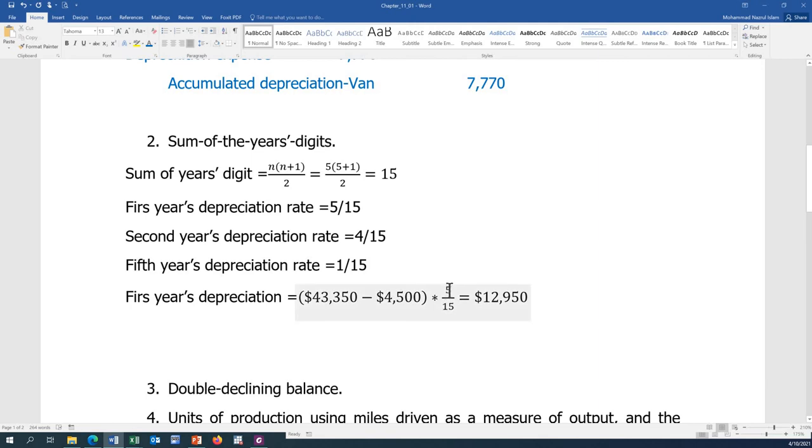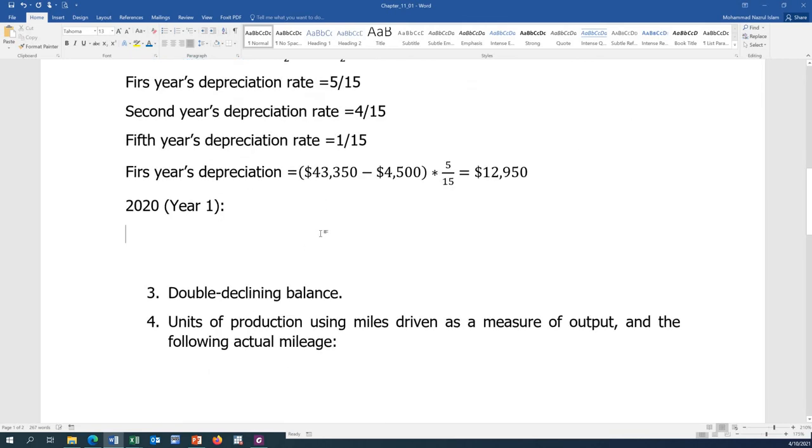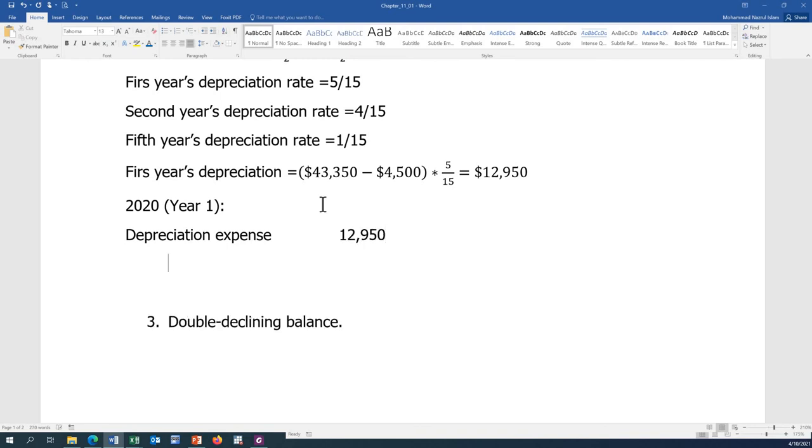For the second year it should be 4 over 15, correct? And now let's see, for the year 2020, or we can say for year 1, the journal entry would be: depreciation expense 12,950 and accumulated depreciation 12,950.